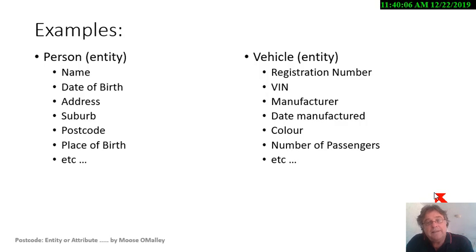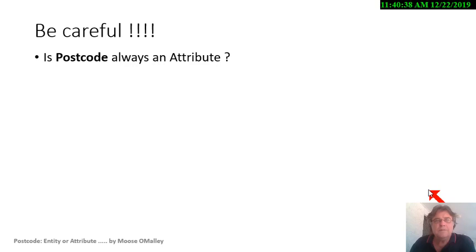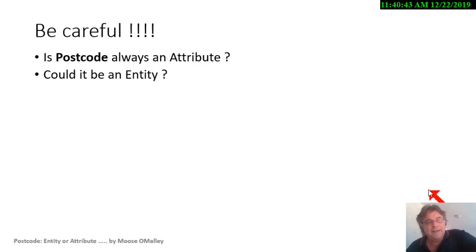So that's what virtually all data analysis courses teach you, certainly everyone I've ever seen. Suburb and postcode and name are always attributes, and person and vehicle and so on are always entities. So we're mainly focusing on postcode here because that's a real life example I've got coming up. Okay, so you've got to be very careful here. Is postcode always an attribute? Could it be an entity? And this is the point I'm going to make here.